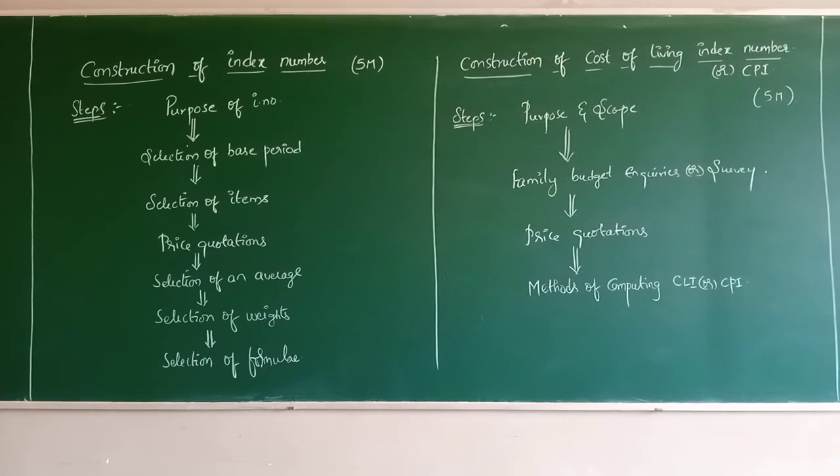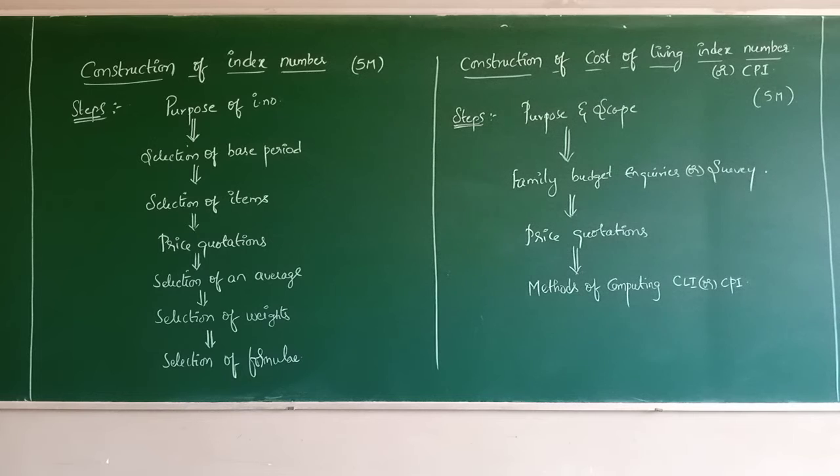First one is the purpose, defining the purpose of the index number. Second step is selection of base period, third is selection of items or commodities, fourth is obtaining price quotations, fifth is selection of an average, sixth is selection of weights, and the last one is selection of a suitable formula. These are the main steps involved in the construction of index number.